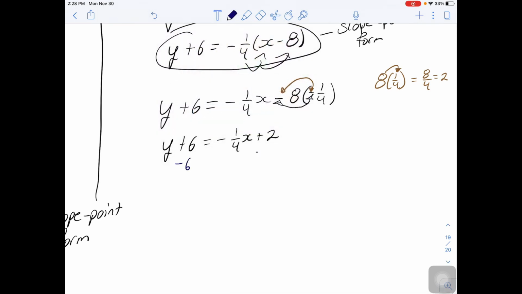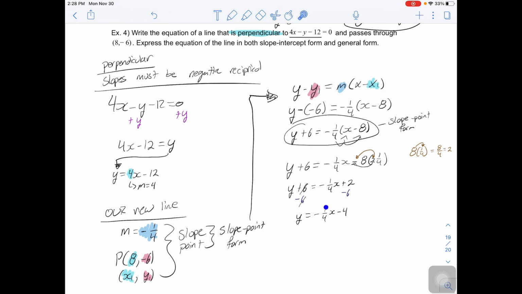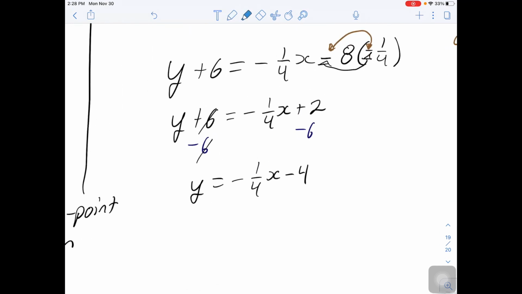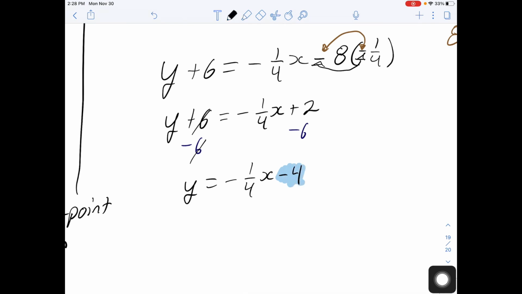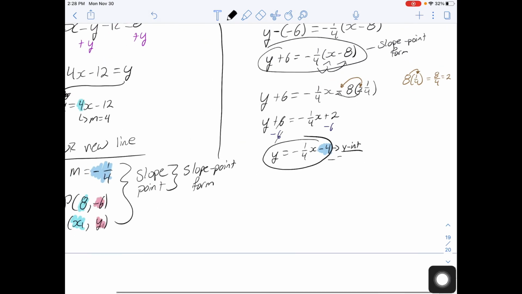And then we will subtract 6 from both sides. So we will get y equaling -1/4x. 2 minus 6, that gives me -4. So it looks like our equation will be, in fact, perpendicular to this line, because this line has a slope of 4. This line has a slope of -1/4, which are negative reciprocals, and we have our y-intercept at -4. So there is our slope intercept form.